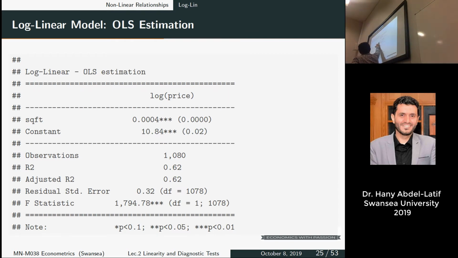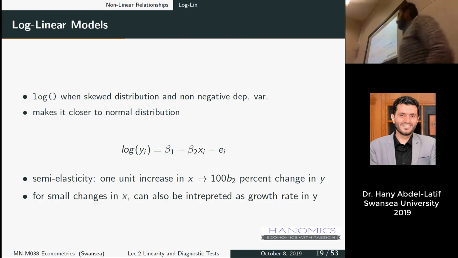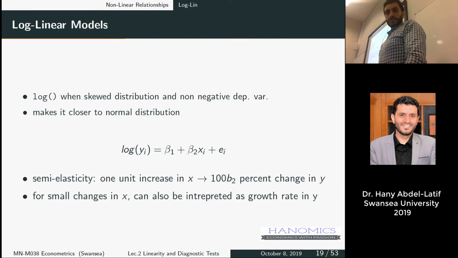So here's the estimation. How can we explain this? What does this mean now? How to interpret this beta here, this number, 0.0004? A unit increase in x, which in my example is the square feet, you multiply beta by 100. So multiply that 0.0004 by 100, and that will give us the percent change in y, which is the price.